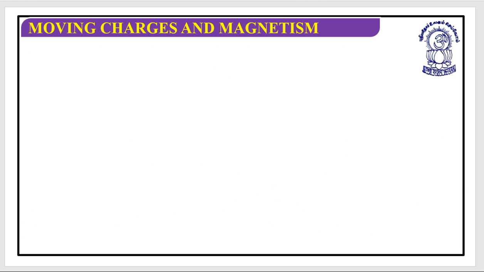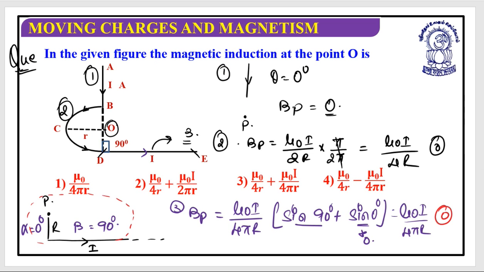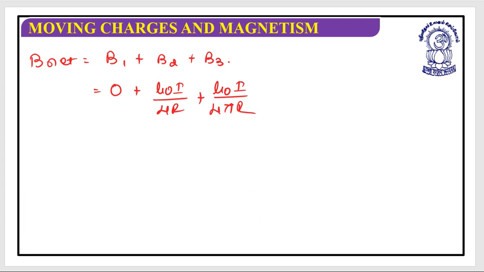So the net magnetic field B net should be equal to B1 plus B2 plus B3. As I know, B1 is 0, B2 is mu naught I by 4r, and B3 is mu naught I by 4 pi r. Both are outside the circle, so that can be written with mu naught I by 4r as a common factor. It's 1 plus 1 by pi, directed outside the plane of the paper. Is that clear?